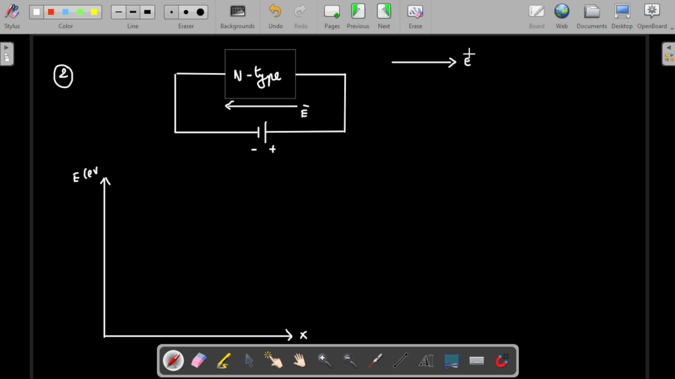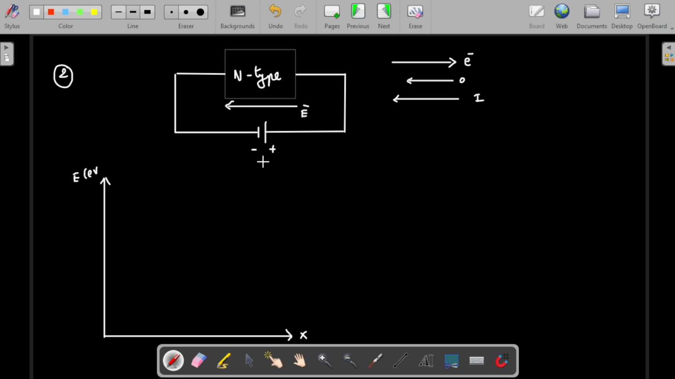So these are electrons. Some minority holes will also be there, right? They will move in that direction, which is similar to the electric field and opposite to the electron movement. So the net current will flow in this direction. This is our net current. Here the net current will flow because it is an n-type with external supply, and the holes will go in this direction. These are holes. So let's plot the diagram.